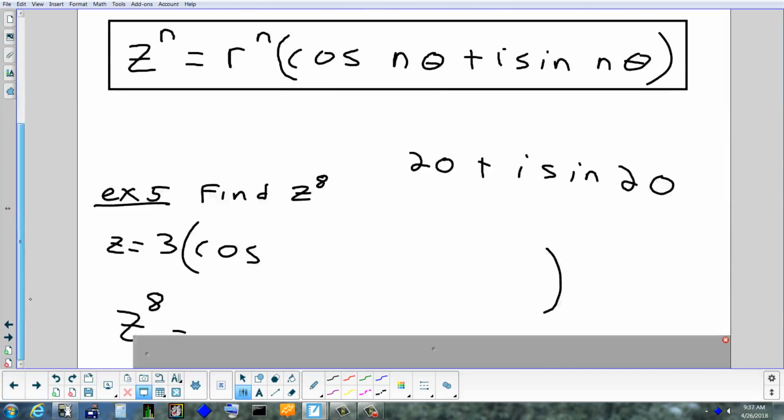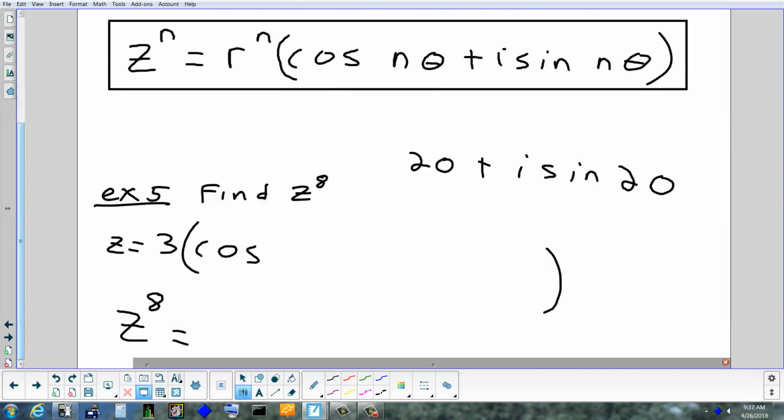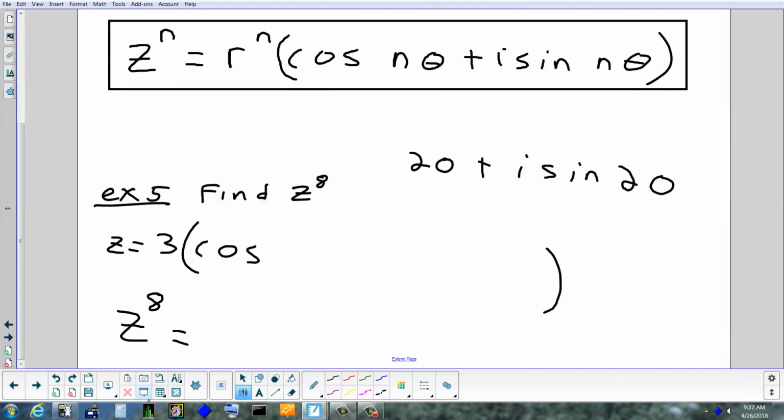All right, so let's try this one. Okay, it looks like I don't have a problem, so I'll just make one up. We've got 3 cosine 20 plus i sine 20. So that's the original problem. And I want you to raise that to the 8th power. This is already in polar, so that's great. It makes using this theorem very simple.